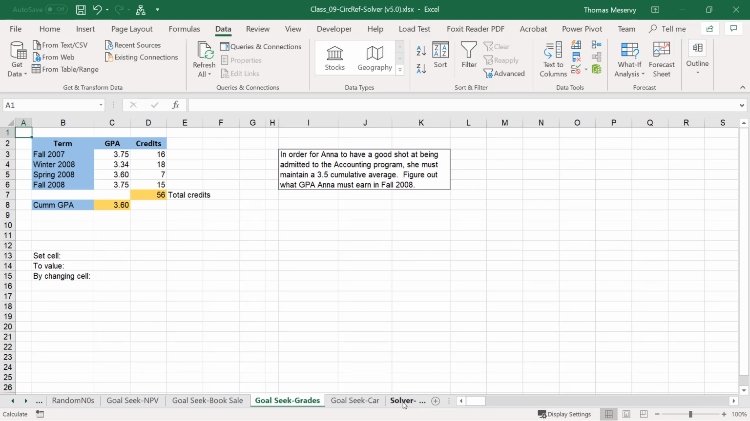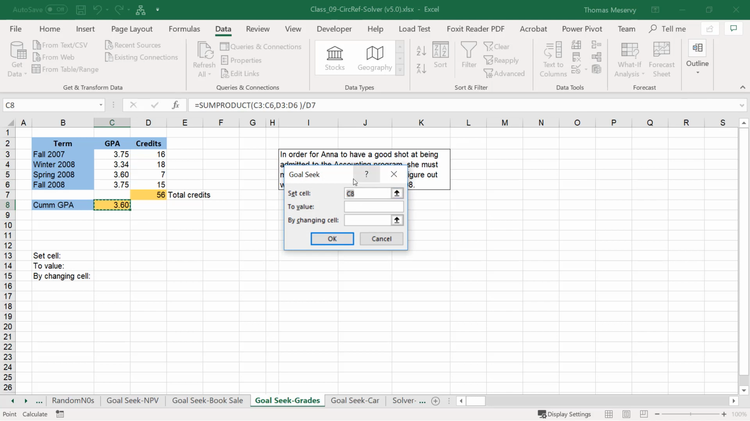Here, Anna wants to have a good shot at being admitted to the accounting program, and for that, she must maintain a 3.5 cumulative average. We need to figure out what the GPA she should have in fall of 2008. Okay, let's take a quick look here. So we have our GPAs and the credits, and then this is the total number of credits that will help us to take the sum of those and divide by the total number of credits to see where she ends up, and we need that to be 3.5. Okay, we'll go to GoalSeek here.